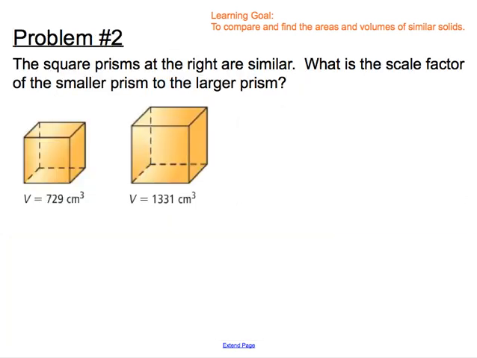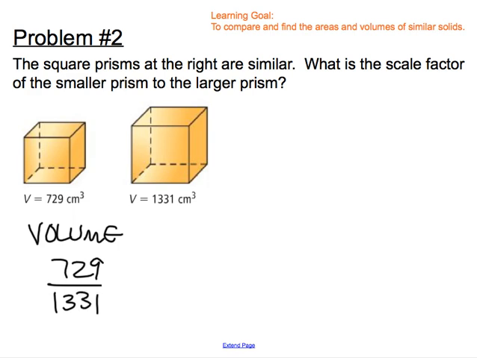Okay, so much like we did back when we were working with area, I would try to start by dealing with this in terms of volume as much as possible. So in other words, I would try to reduce the fraction 729 over 1,331 as much as possible before I converted it into scale factor. In this case, this fraction doesn't reduce any further.